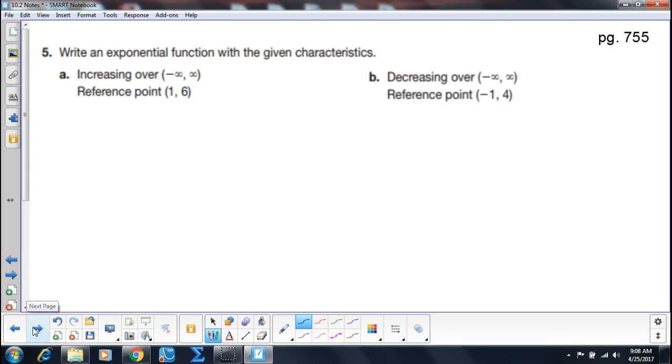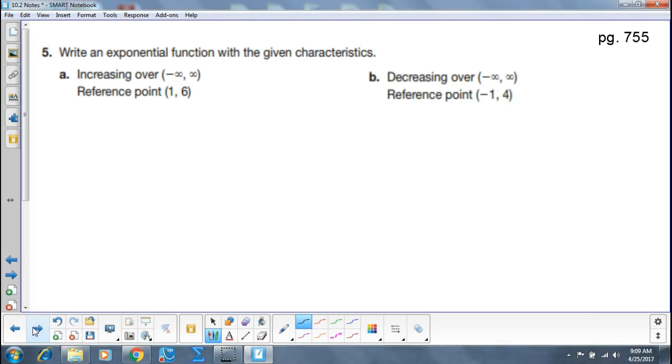So if it says that it is increasing over the interval negative infinity to positive infinity, what does that mean? Basically going from the bottom of the graph to the right side of the graph, like left to right, it's going up. Okay, so it's going up.